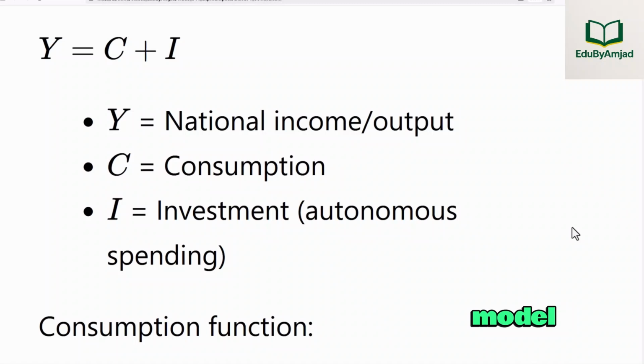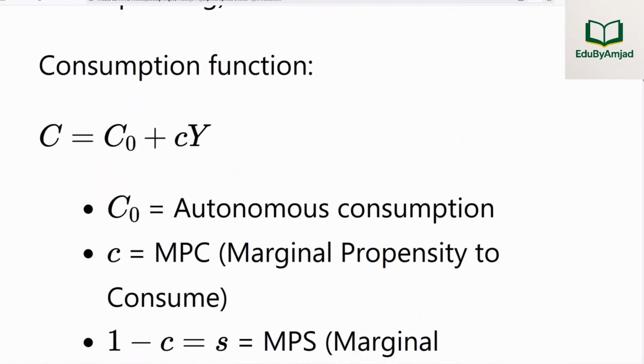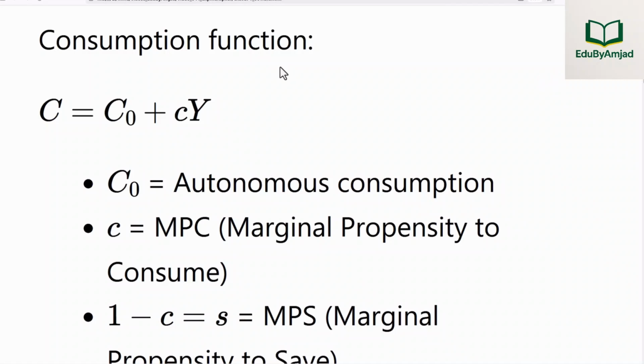To study the Keynesian model of the expenditure multiplier, we begin with a fundamental identity: national income, or output, Y, is equal to aggregate consumption plus investment, that is, C plus I. Consumption itself has two parts. First, autonomous consumption, and second, induced consumption, which is equal to the MPC times income.